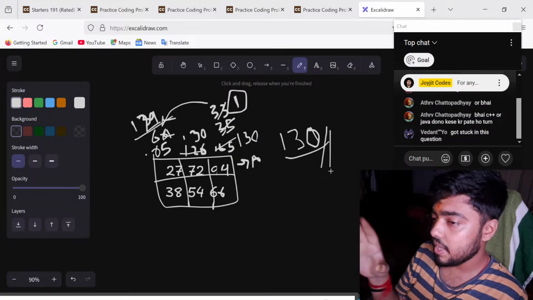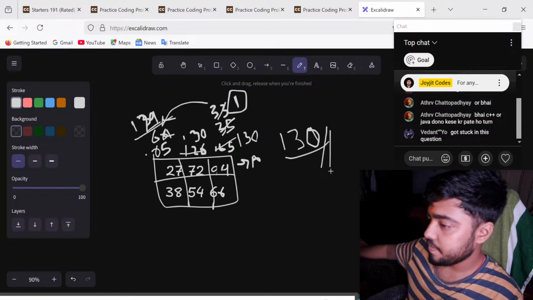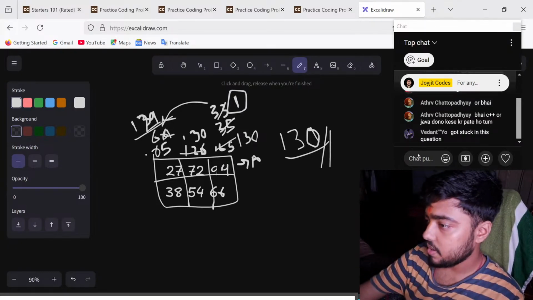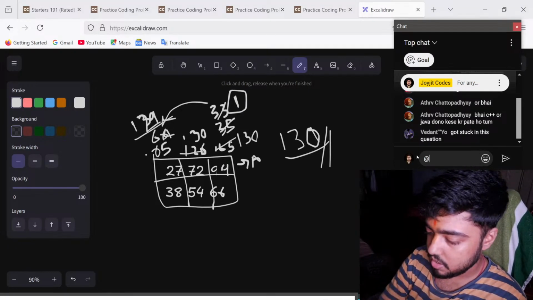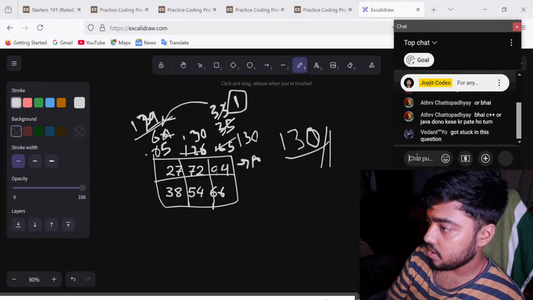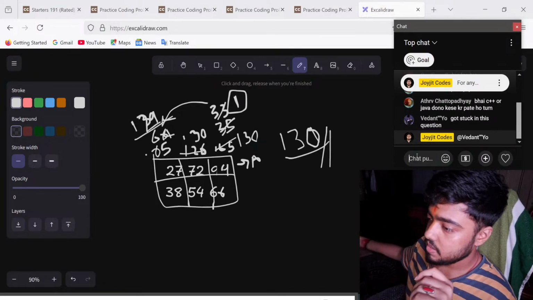Okay, is this whole thing clear? Like whatever I explained till now. This is for Vedant only. Is this clear? Because I don't know why, today not many people are watching this. Vedant, is it clear?